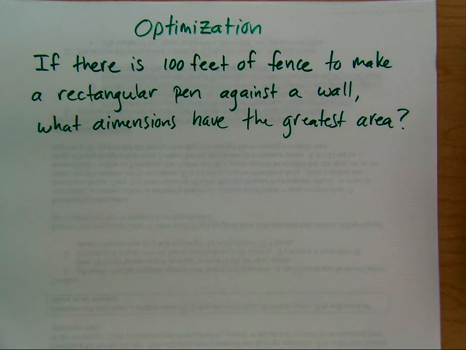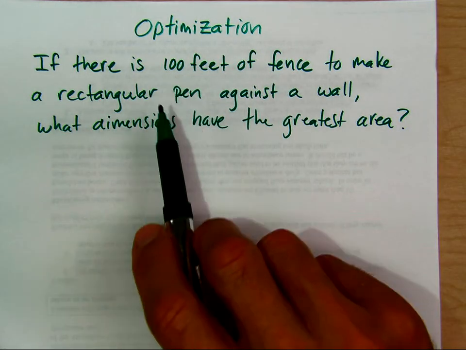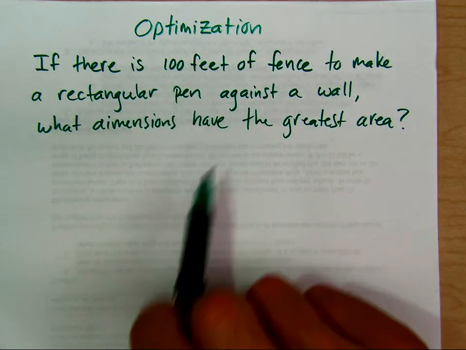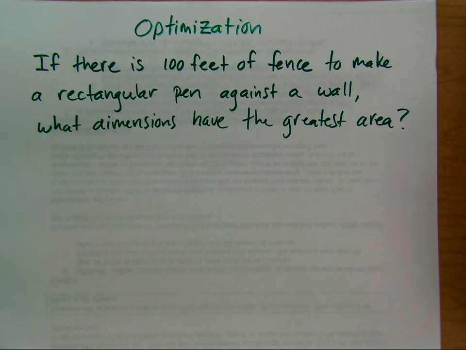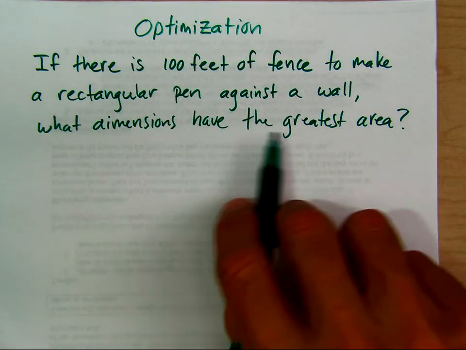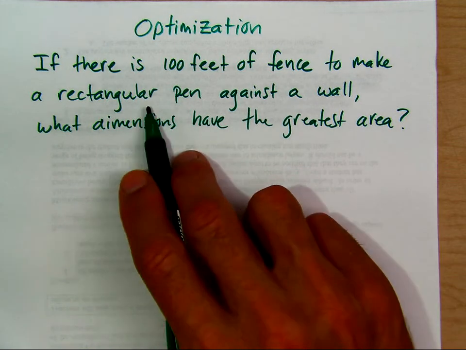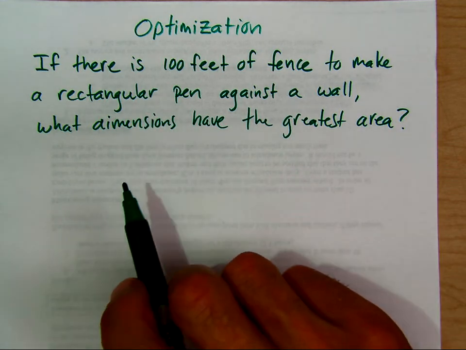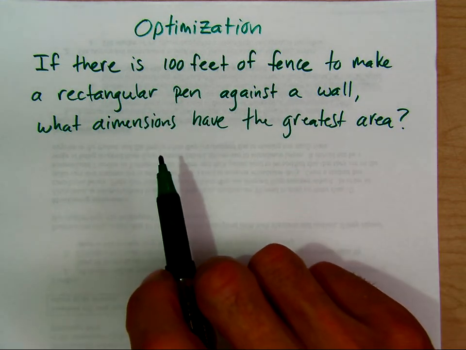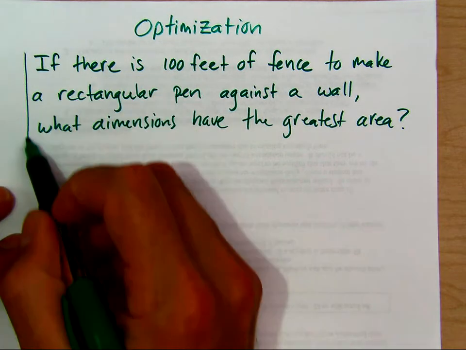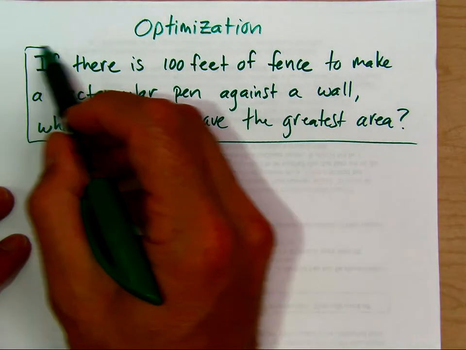So in this case, if we have 100 feet of fence to make a rectangular pen against a wall, we could just put the fence against the wall and there would be zero area. That would be the minimum area, but here we want the greatest area. We want to maximize the area of the rectangle, so that's the optimal area, and that's why it's called optimization.